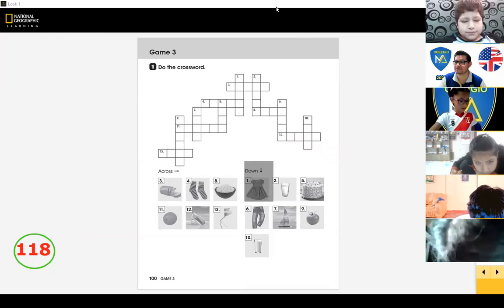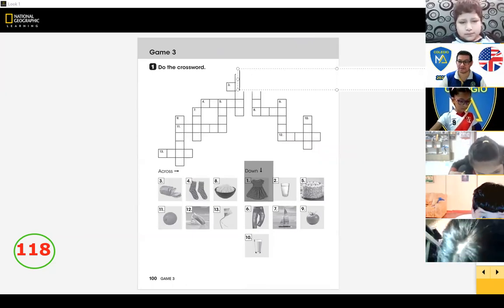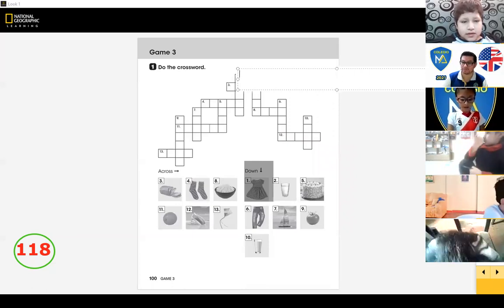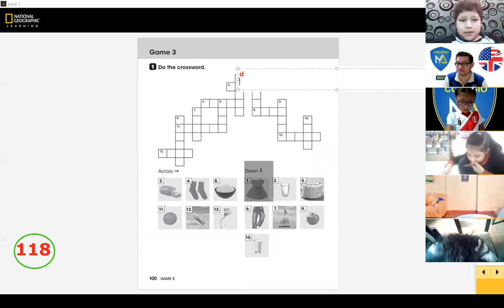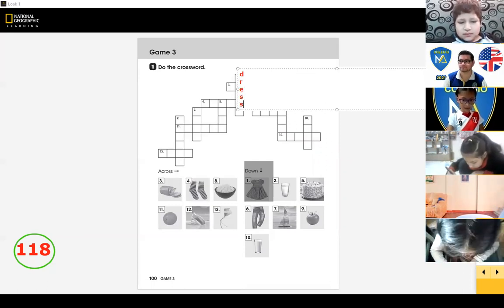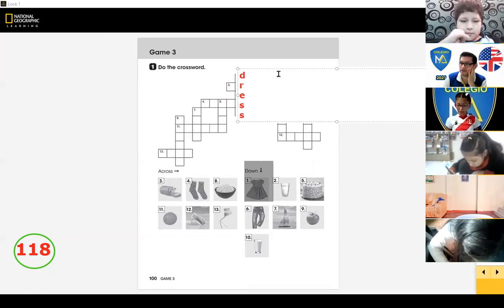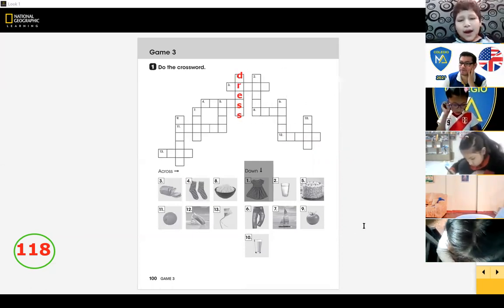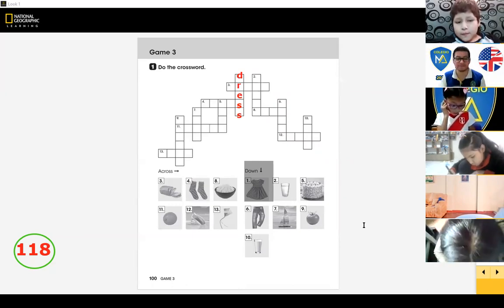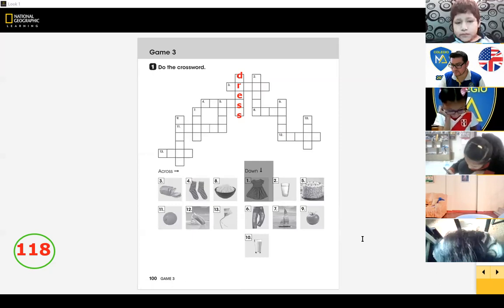What's this? ¿Qué es esto? Oh, yeah, this is the dress. I'm going to change the size for this. Yeah, for example, you have this, no? I think I'm going to change the size. Yeah, ahí está. This is it. Dress. Ese es el number one, down. Ya, de igual manera vas a completar todo lo demás.